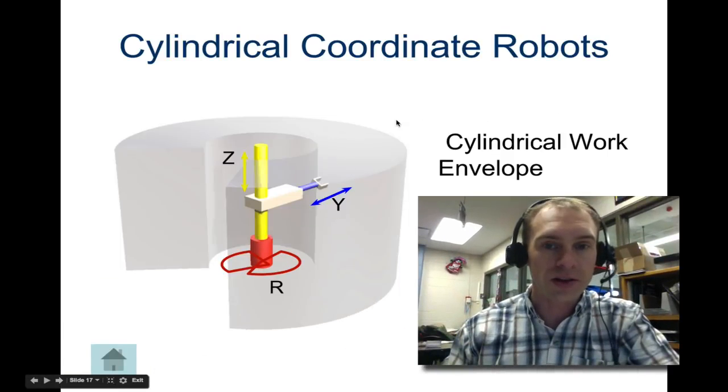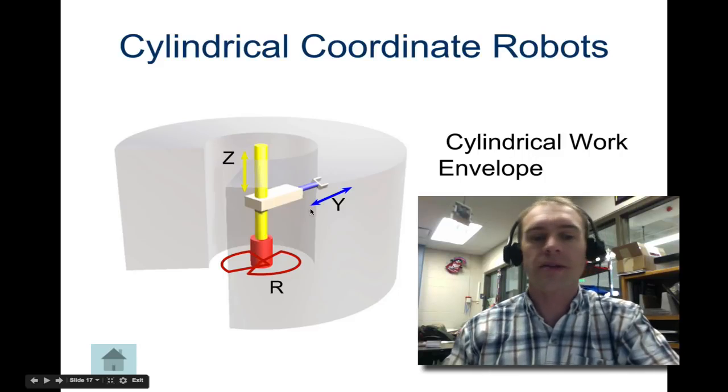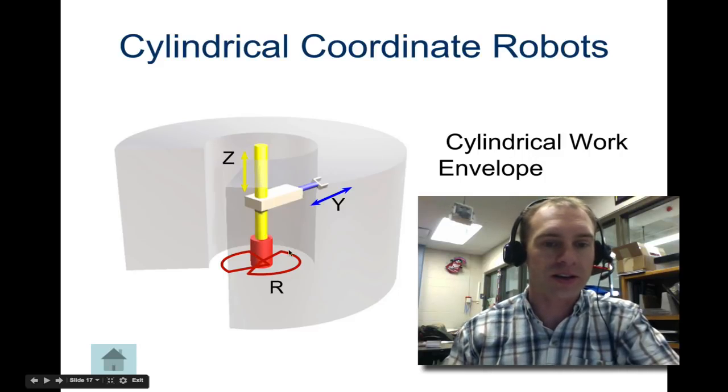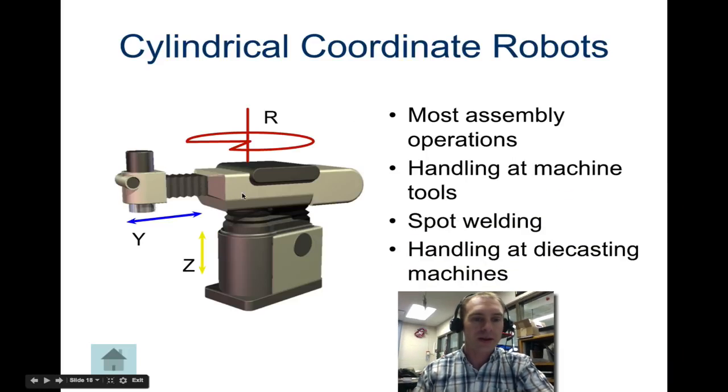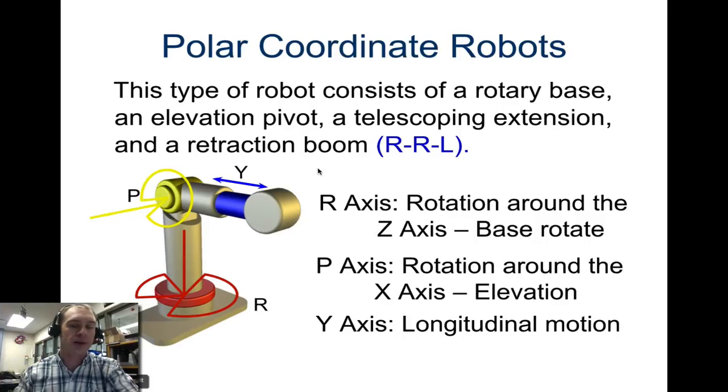A cylindrical coordinate robot has a cylindrical work envelope, so you can see it kind of makes the cylinder. It can't turn around behind itself, usually because of a controller that's back here. So this is an example of a cylindrical coordinate robot, and that's its work envelope. Here's another example of one and some different things it can do: assembly, tool handling, spot welding. A lot of robots can do a lot of similar operations.